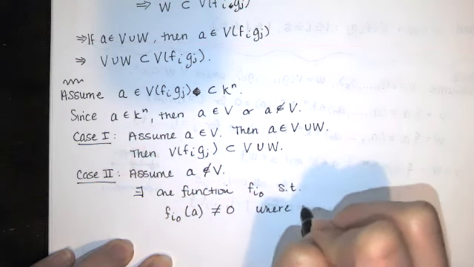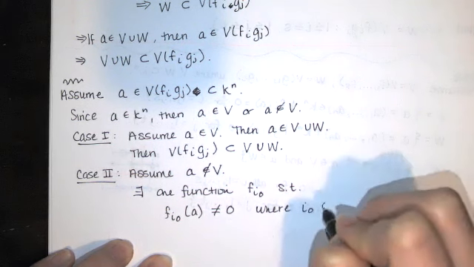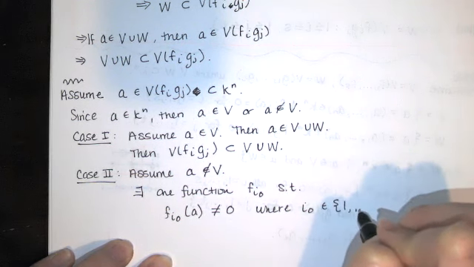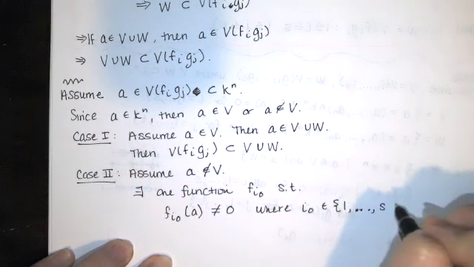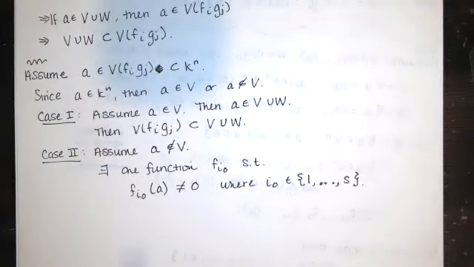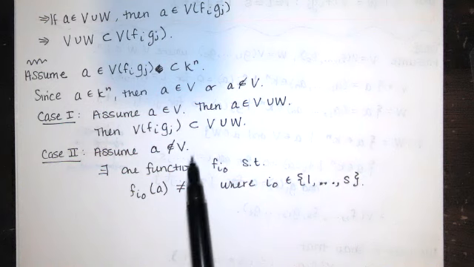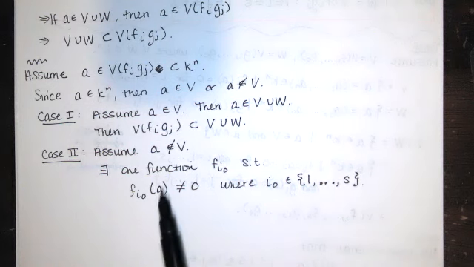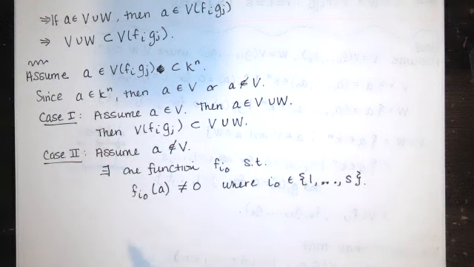And this is where i naught is on the list between 1 and S. So basically we're saying there's got to be some function in that defining list of polynomial functions for the affine variety V where that polynomial is not equal to 0 for that value of A.